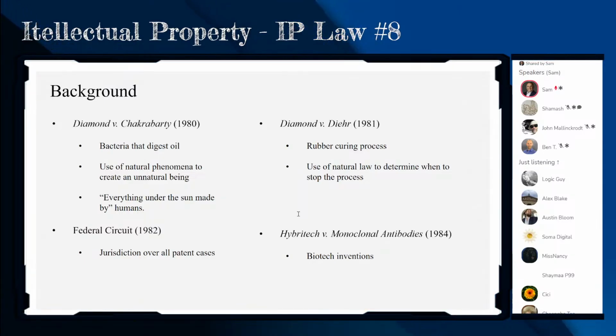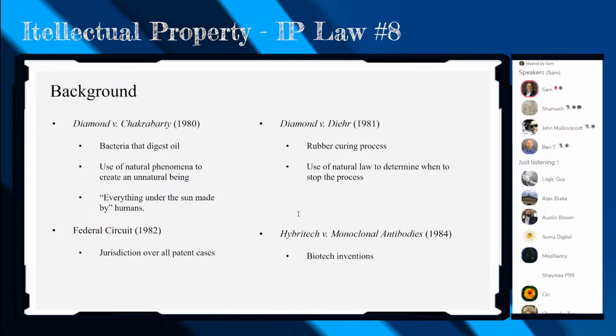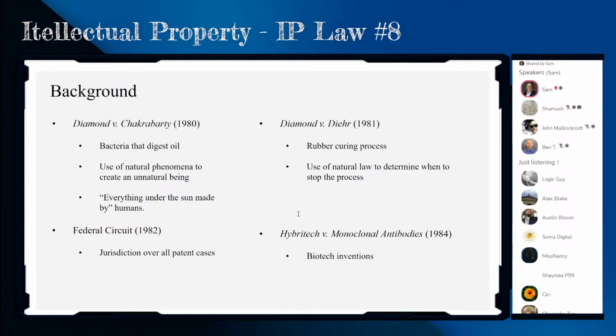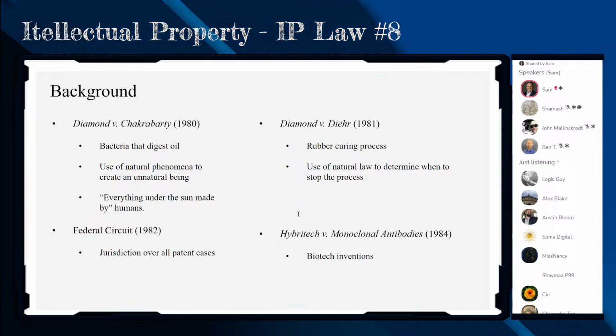In 1982, prior to 1982, patent law court cases were appealed to the regional circuit. So like if you were in California and had a patent case, it would get appealed to the Ninth Circuit. If you're in New York, to the Second Circuit, etc.